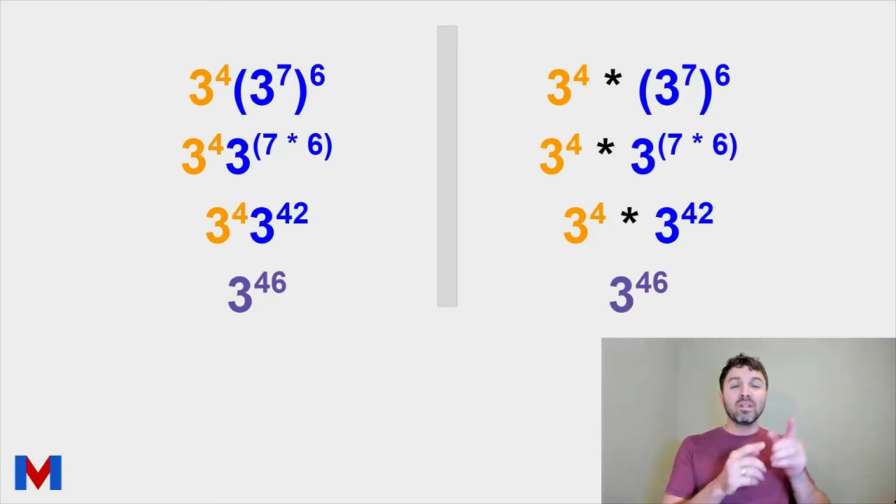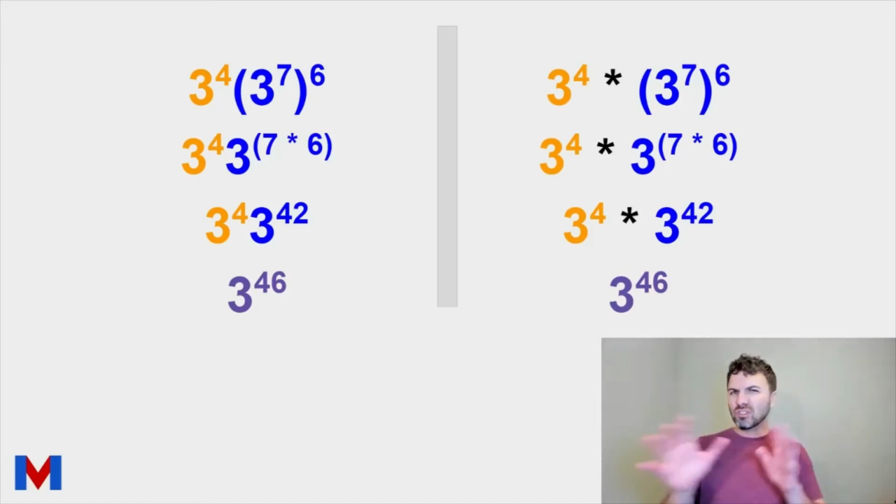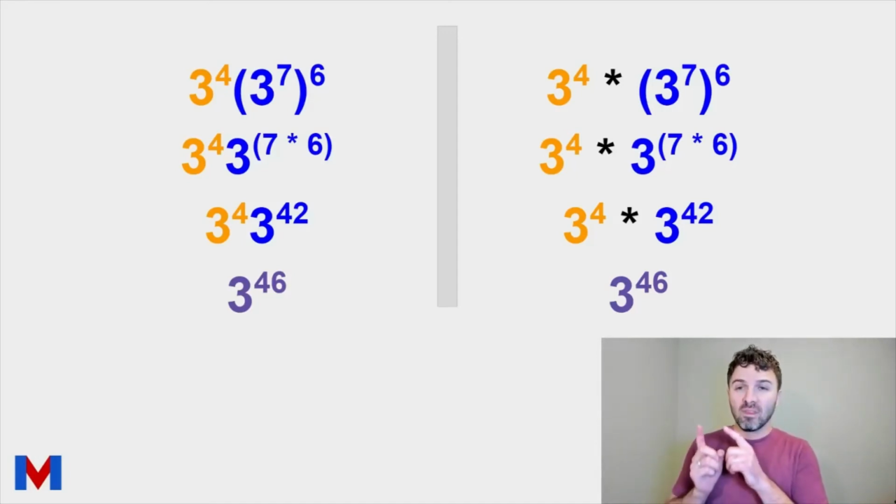You may also see this written in this method. I just want to be able to show you both methods of seeing multiplication. When you don't see an operation, that means multiplication.